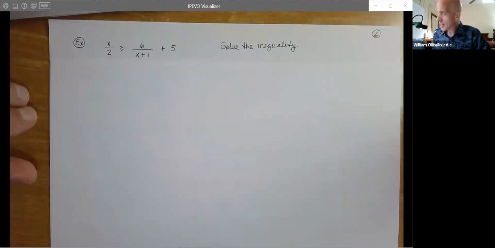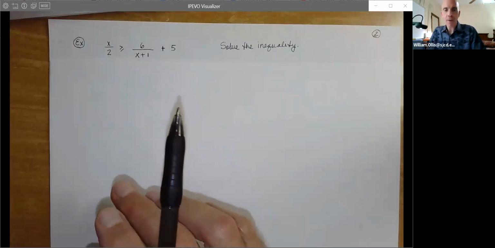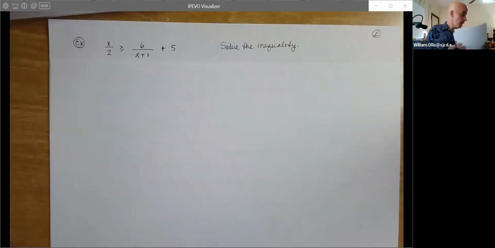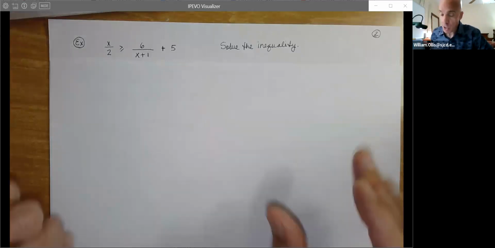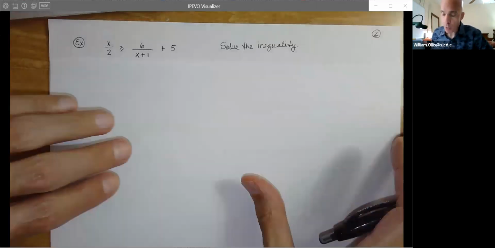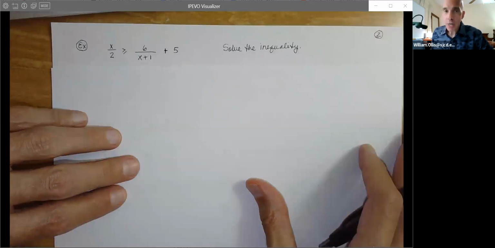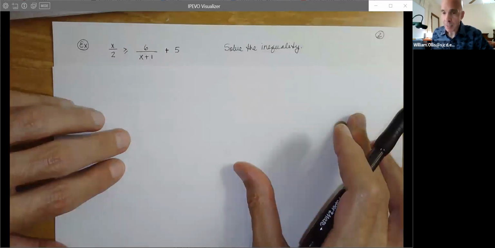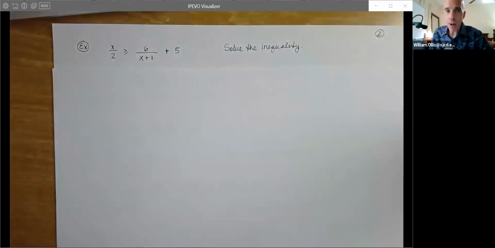Now, what I did say is that I would come back to the inequalities, just to give you a reminder of where we've been. So what I've done here, ladies and gentlemen, is I've said solve the inequality.